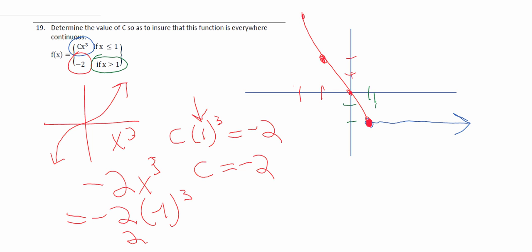So we kind of went overboard in explaining that one. Basically, the c value is equal to negative 2. And that's the final answer. And that is the last problem.